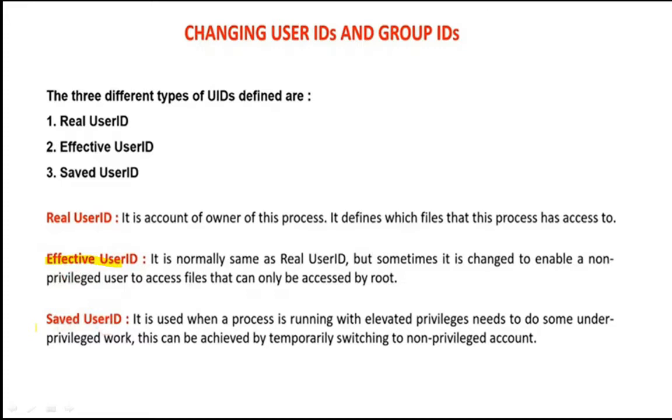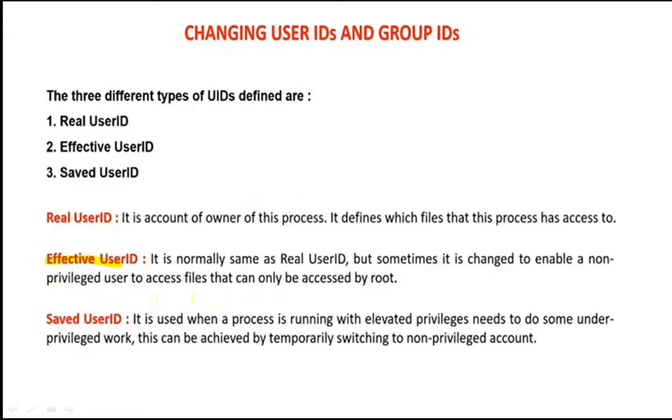It is used when a process is running with elevated privileges and needs to do some underprivileged work. Means here you want to change from privileged to non-privileged resources. You have the permission to access some resources, but right now you do not require those resources. So for that you have to change from privileged to non-privileged mode.